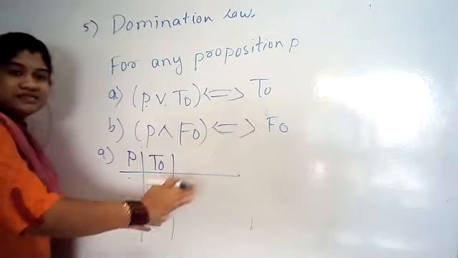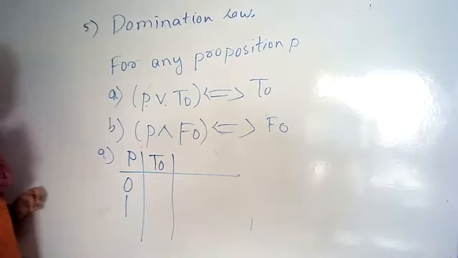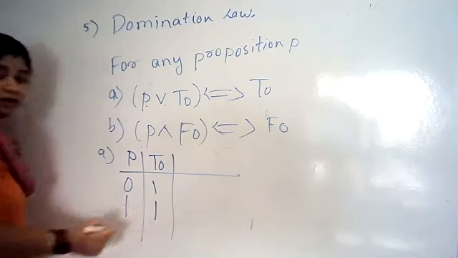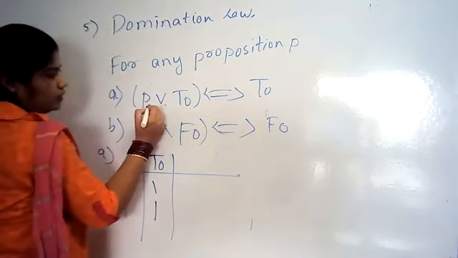This is separate, this is separate. P is what? Just 0 1. Proposition is what? Either 0 or 1. What is tautology? All should be 1 and 1. What we need to do?